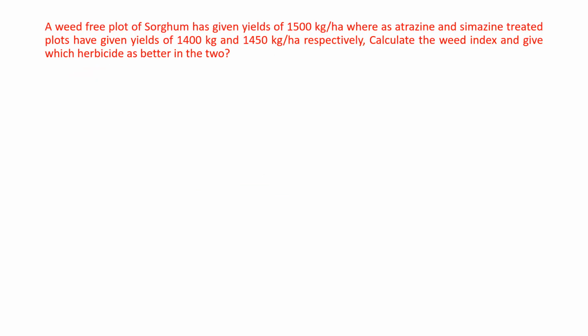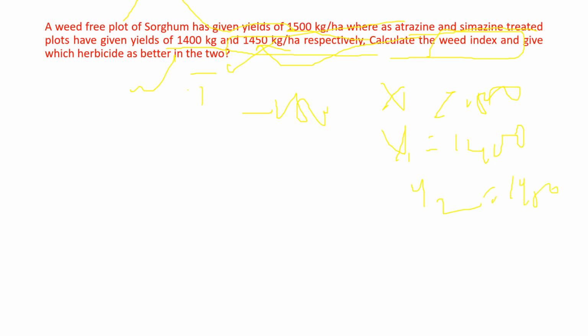Here the question is, a weed-free plot of sorghum has given yields of 1500 kg per hectare, whereas atrazine and simazine treated plots have given yields of 1400 and 1450 kg per hectare respectively. Atrazine has given 1400, simazine has given 1450 per hectare. Calculate the weed index and find which herbicide is better. Here the weed-free plot has given 1500, meaning X is 1500, and Y1 is 1400, that is atrazine. Y2 is 1450. Let us calculate.